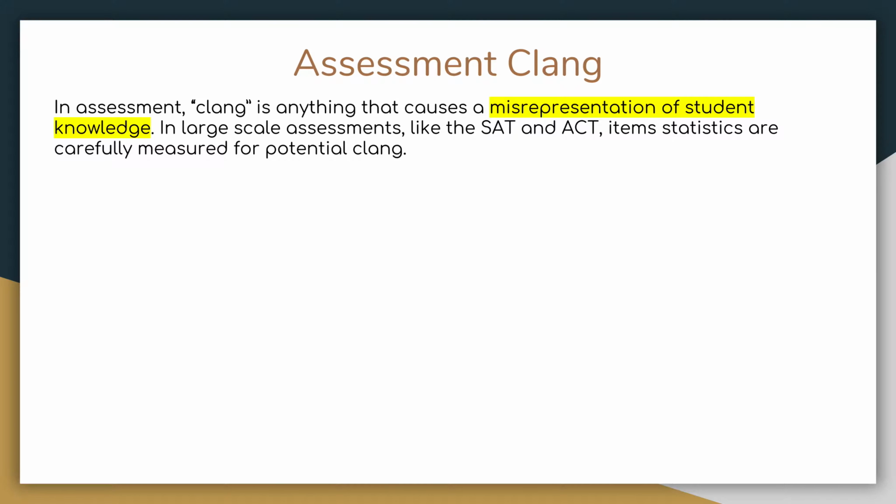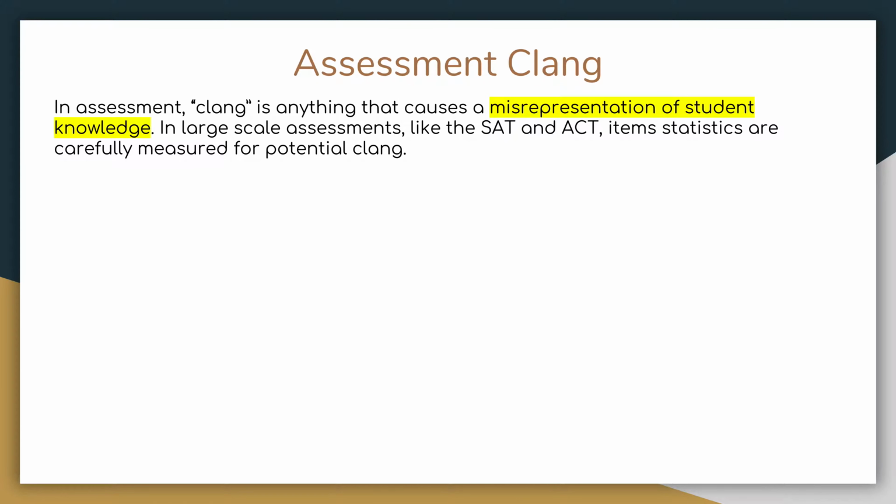Assessment clang has a very clear definition. In assessment, clang is anything that causes a misrepresentation of student knowledge. In large-scale assessments, like the SAT and ACT, item statistics are carefully measured for potential clang. So when we have clang, we're really talking about that misrepresentation of student knowledge.